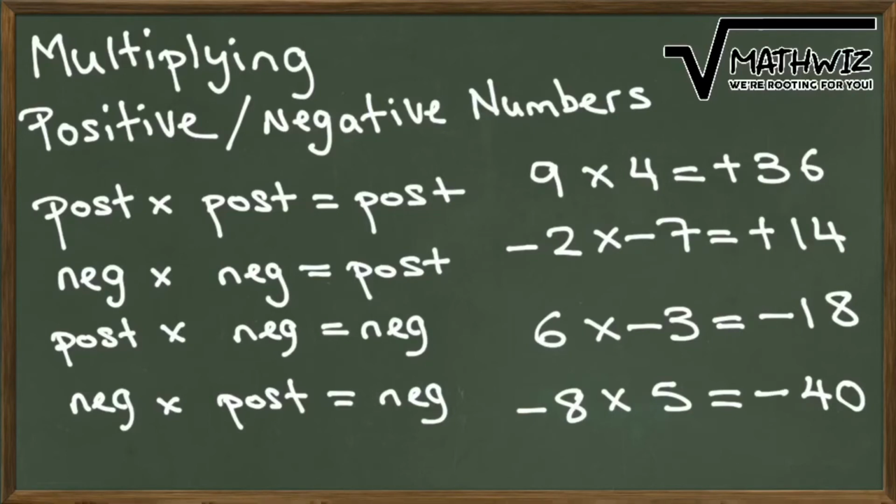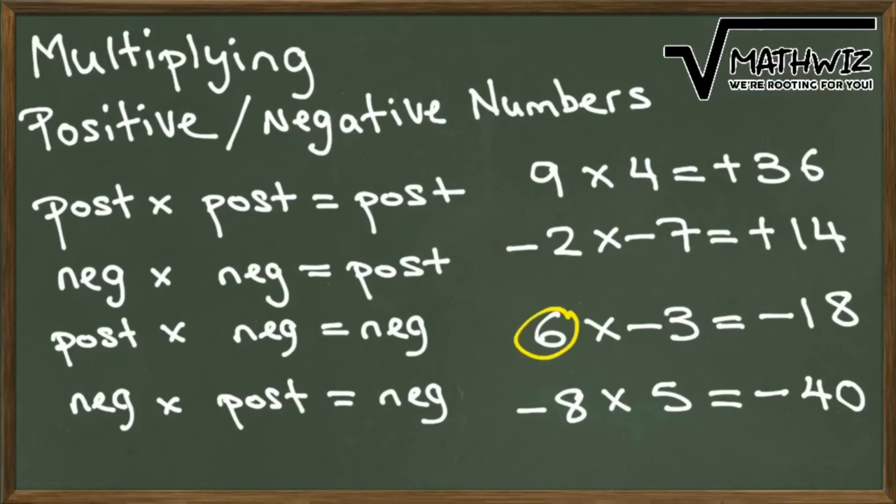And so your answer is going to be negative 40. So going over that again, a positive times a positive gave us positive 36. For the negative, we did 2 times 7, that's how we got 14. And then we looked at the sign, and a negative times a negative gave us the positive.